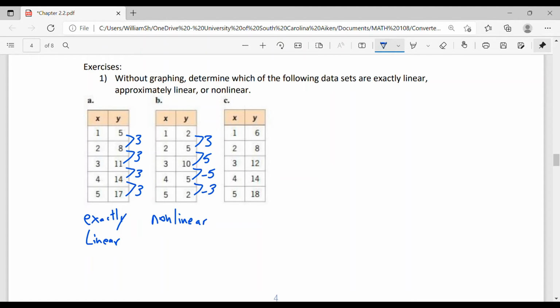Let's check this last one. 6 to an 8, that's a jump of 2. 8 to a 12 is a jump of 4. 12 to a 14 is a jump of 2. And 14 to 18 is a jump of 4. So this one, you could probably approximate it with a linear curve or a linear line here. Or a linear function. Because 2 and 4, yeah, they're not exactly the same, but they're honestly not that far off. So we've got differences of 2 and 4 all the way down. So we can probably find one that is approximately linear for this set of data.